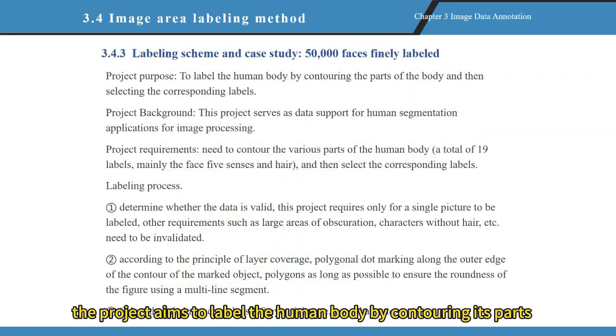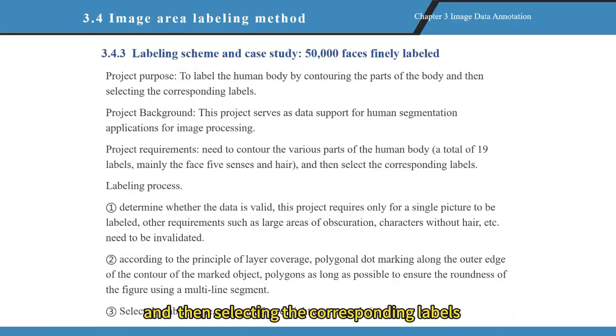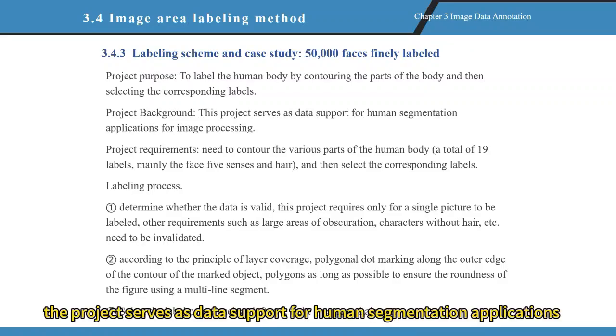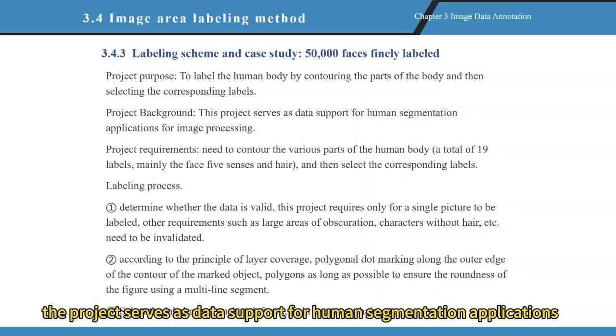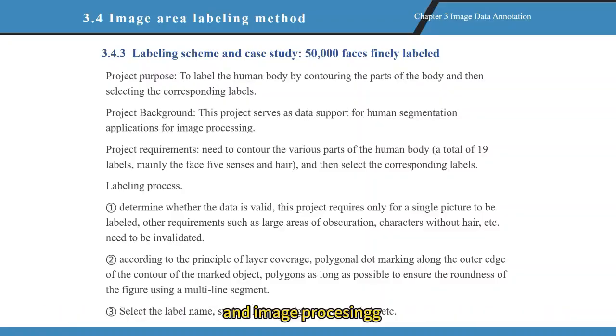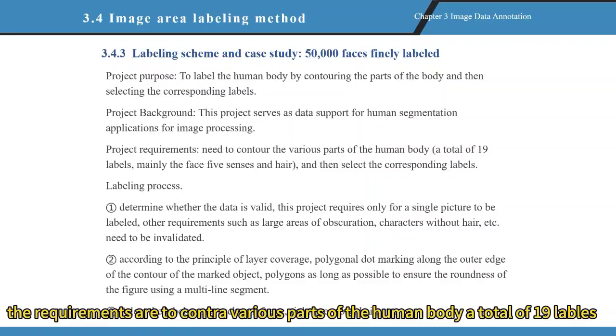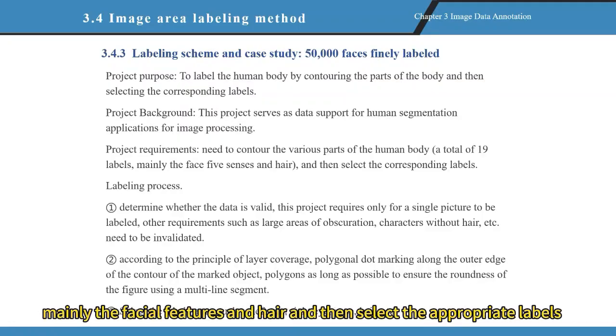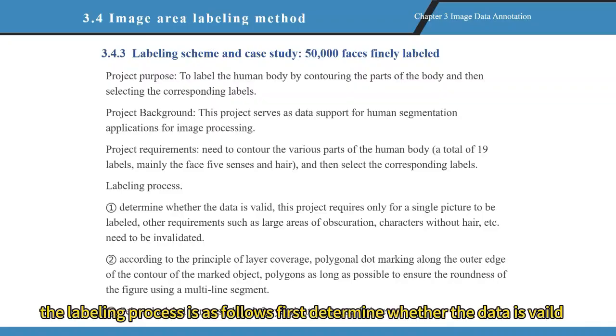The project aims to label the human body by contouring its parts and then selecting the corresponding labels. The project serves as data support for human segmentation applications in image processing. The requirements are to contour various parts of the human body, a total of 19 labels, mainly the facial features and hair, and then select the appropriate labels. The labeling process is as follows.